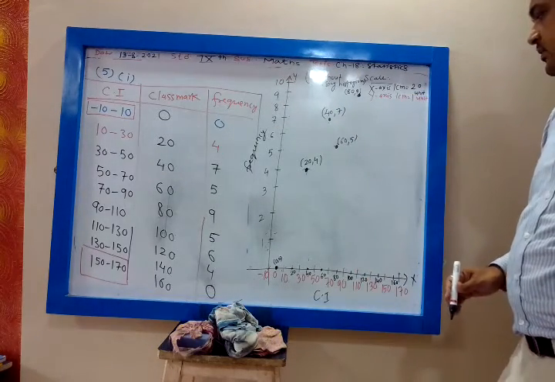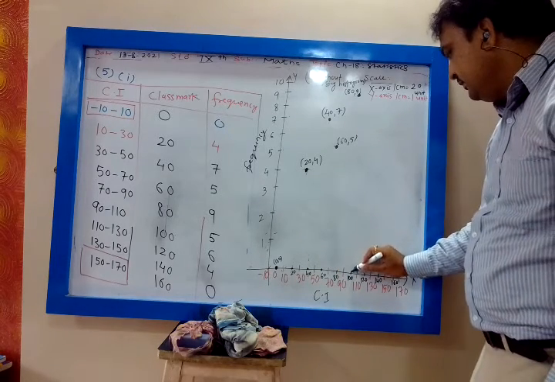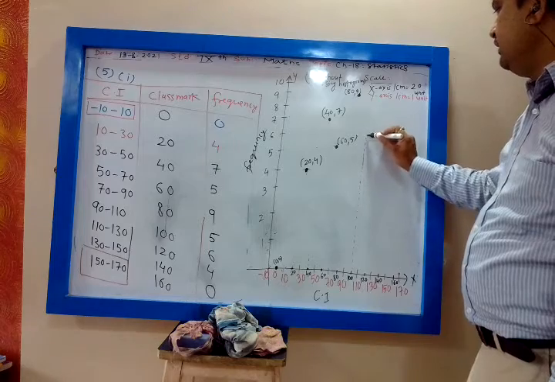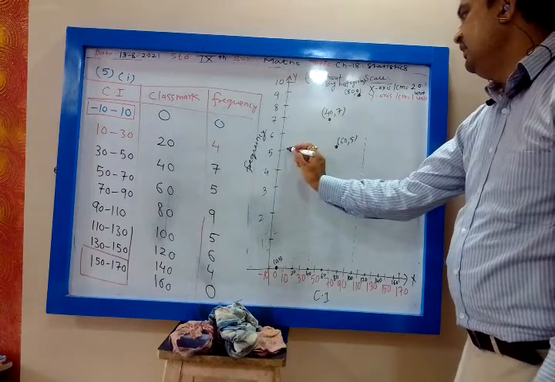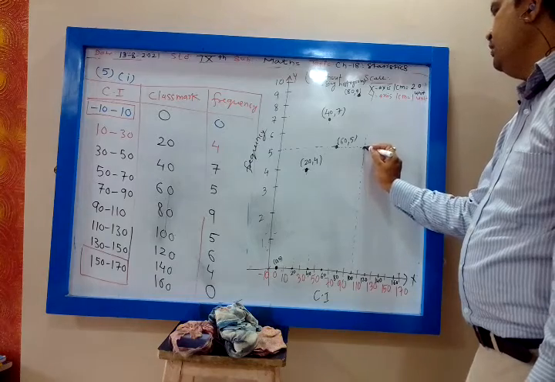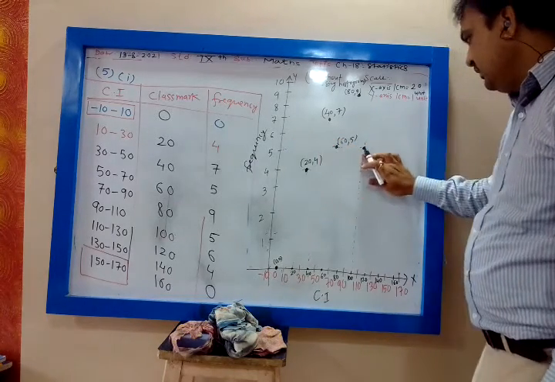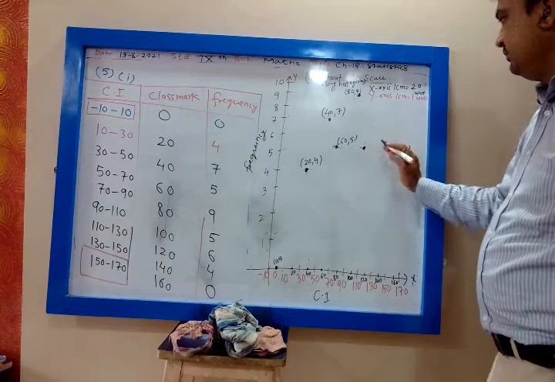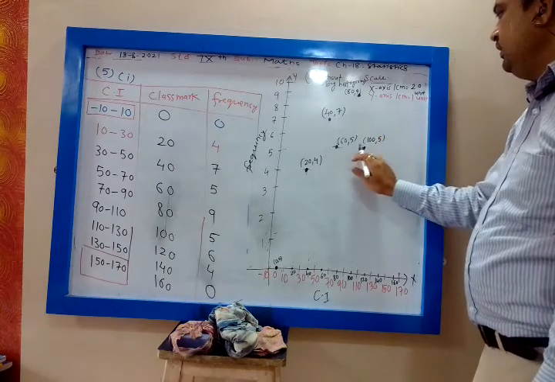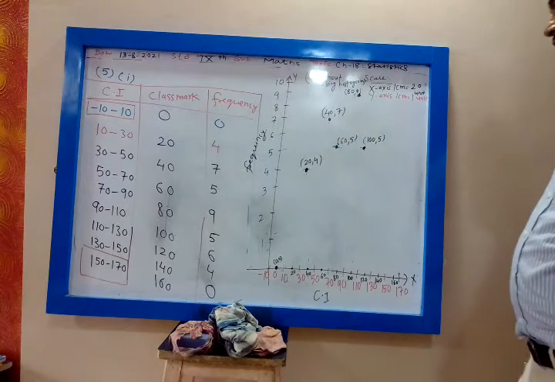Then 100, 5. 100 it is 5. This is already 5. So 100, 5 is this coordinate. Erase the dotted line. This point and this point have the same frequencies, so they should be at the same level.